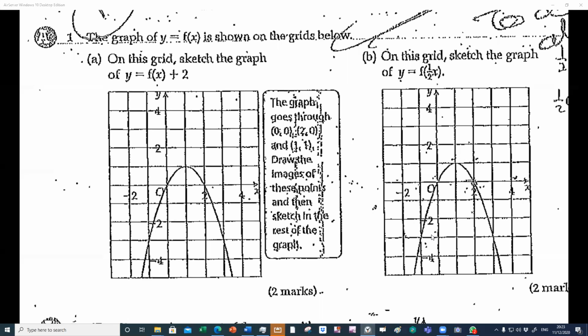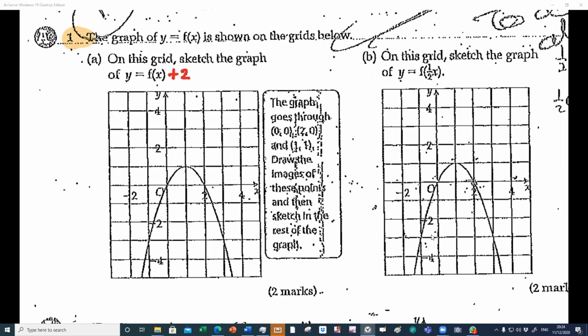Right, read question 1, please, for me. And I'll highlight it, start you off from over here. The graph of y equals f(x) is shown on the grids below. On this grid, sketch the graph of y equals f(x) plus 2. Okay, so I'm just going to use a red pen and I'm going to go over the bit that's the transformation part.